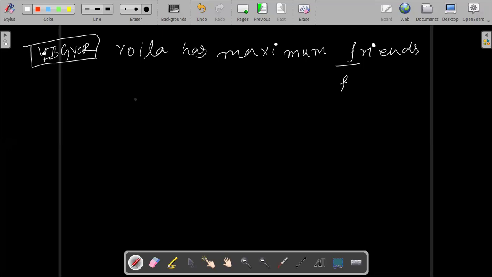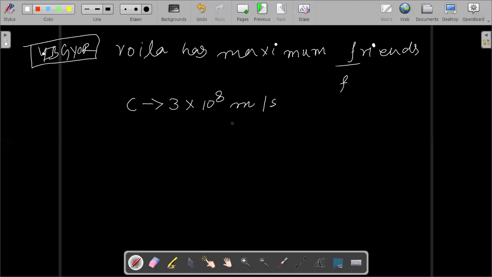C is the speed of light. Okay. What does the symbol C stand for? Speed of light. Okay.